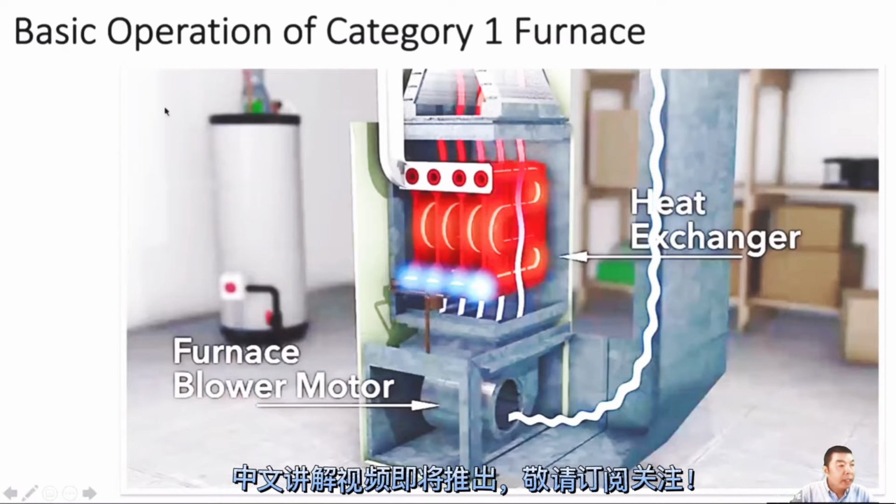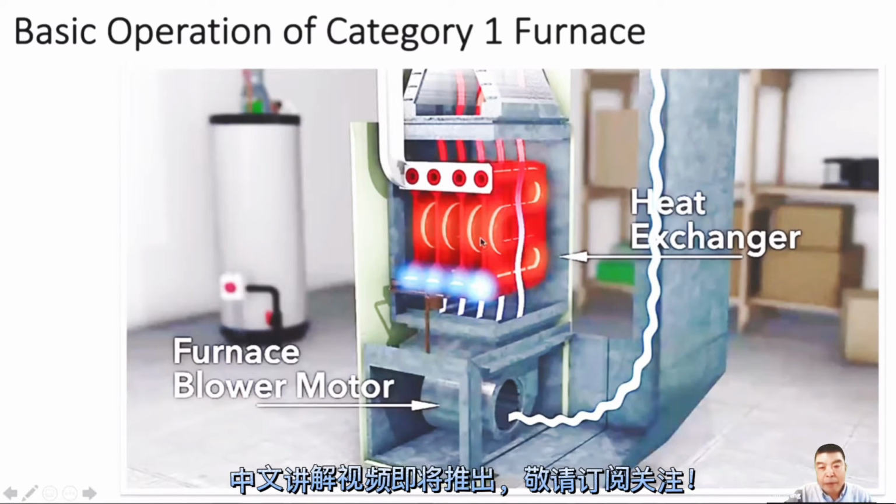Okay, so this picture just shows us the heat exchanger. Yeah, so we can see clearly for this one. Like we said, the cold air comes from the return air duct and goes through the filter, and then the blower motor pushes it up, so it goes through the heat exchanger.